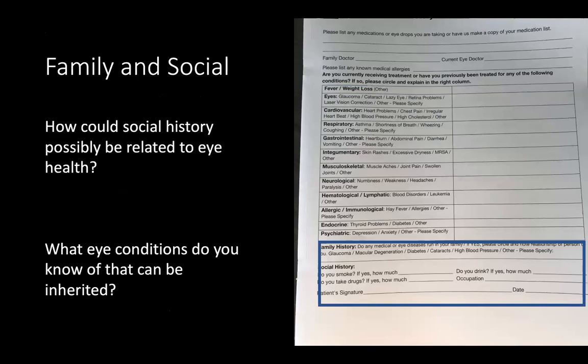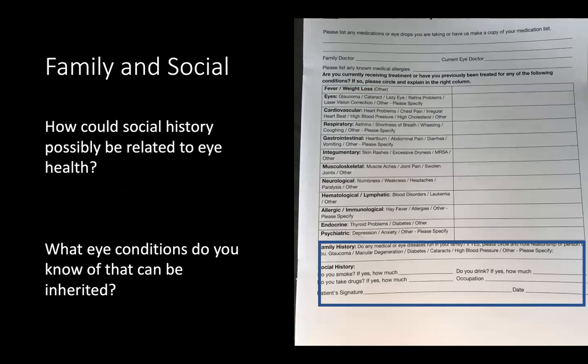And then also on this sheet, family and social history, right? Why do we care about this? Think about ways that social history could possibly be related to eye health. Well, we know that one of the most common things that we write for social history, and we ask overtly there, is, do you smoke? And if yes, how much? Because smoking can impact things like cataracts and other problems related to the eye. And so we want to make sure that we're getting this information.